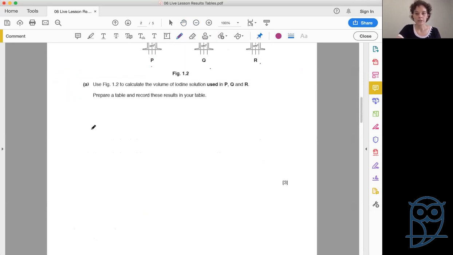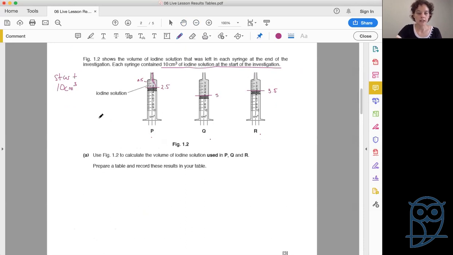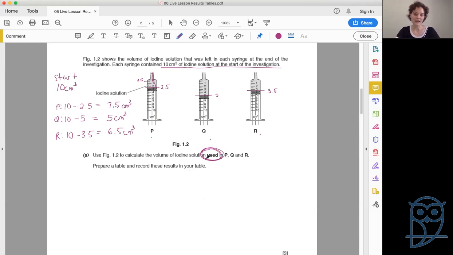So we don't have much space for our table, so let's do our calculations here. So P is 10 minus 2.5 equals 7.5. Q, 10 at the start minus 5 left equals 5 used. We'll be good, we'll put our units. And R, 10 at the start minus 3.5 left equals 6.5 centimeters cubed used. Because we want to calculate the used volume. They even put it in bold to make it really stick out.